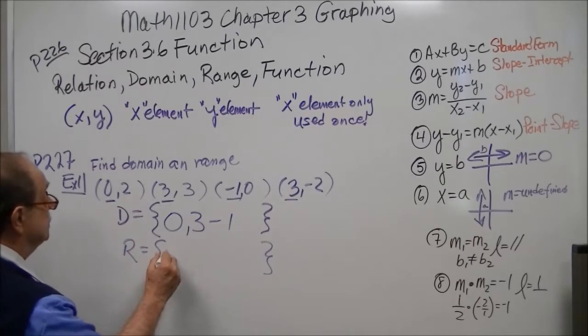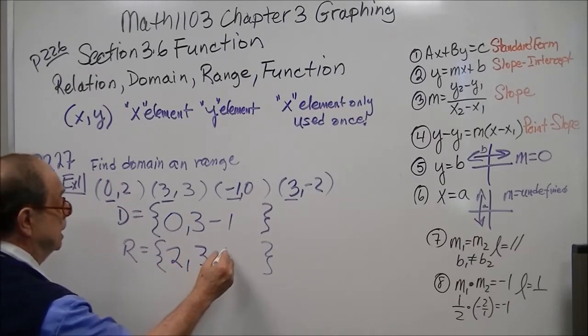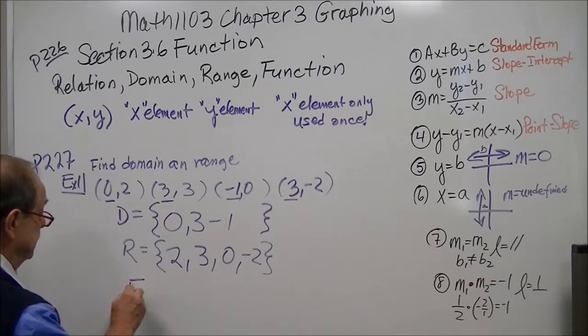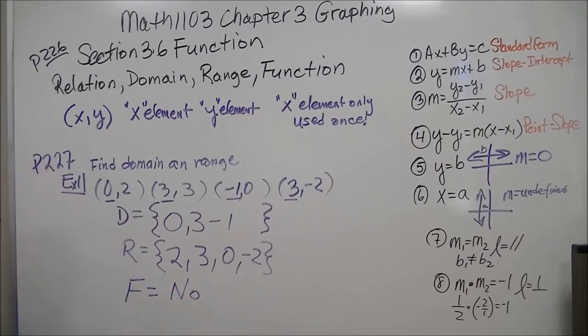Now for range, we have a 2, a 3, a 0, and a -2. Now even though it doesn't ask at this stage, is this relation a function? And we could kind of stick that in here as well. And the answer is, is the X element used more than once in this relation? And we said yes, the 3's are used more than once. So in terms of a function, this is no, it's not a function.